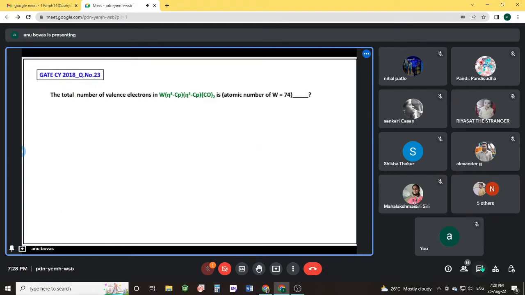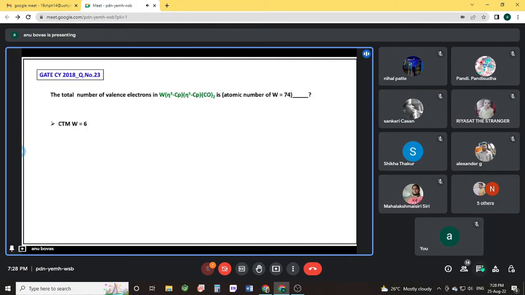The next question is from 2018, question number 23. The total number of valence electrons in tungsten eta 3 Cp, eta 5 Cp, (CO)2 is... The atomic number of tungsten is 74. So here we know the atomic number, and hence we can know the valence number of tungsten, the central transition metal, which in this case is equal to 6. Each carbonyl is a 2 electron donor, and since 2 carbonyl ligands are there, they will give 2 into 2, which is equal to 4.